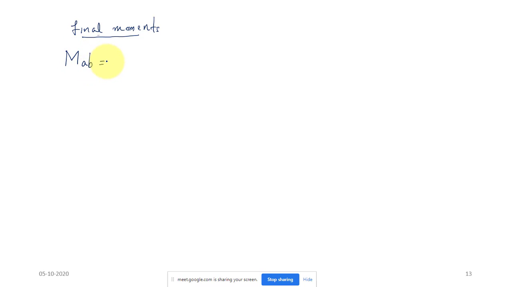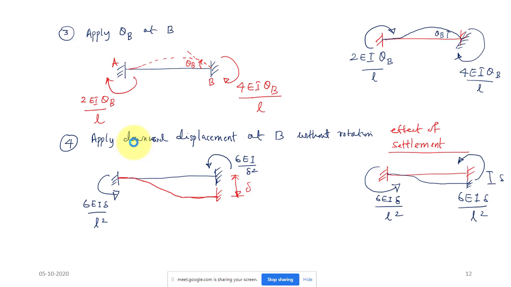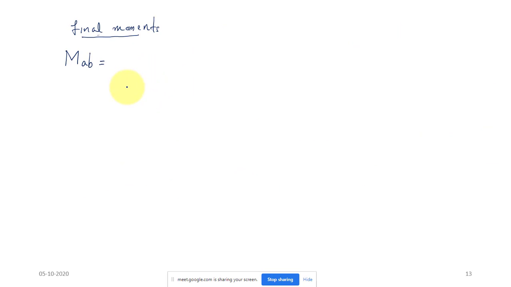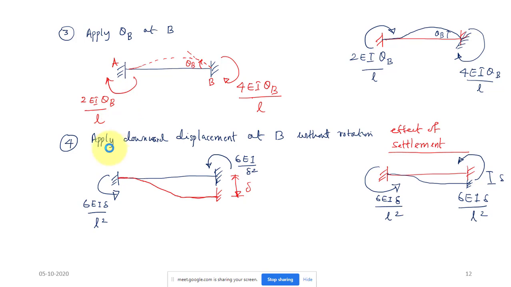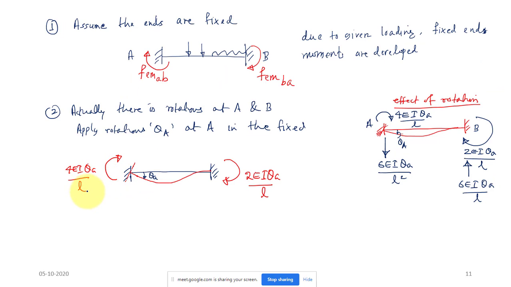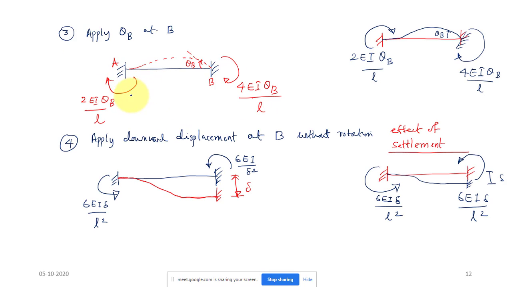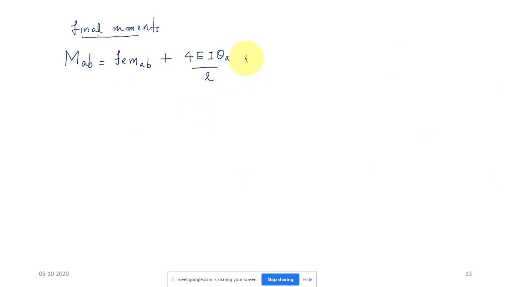What is the final value of MAB? We have to see the first step. I got FEMAB, the fixed end moment, clockwise, so positive FEMAB. Plus, in the second stage I got this value clockwise, 4EI theta A by L. What is the third stage? I got clockwise 2EI theta B by L, plus 2EI theta B by L.